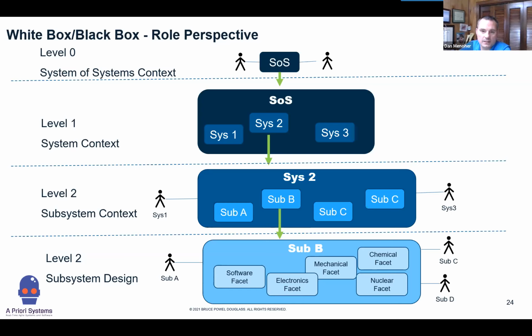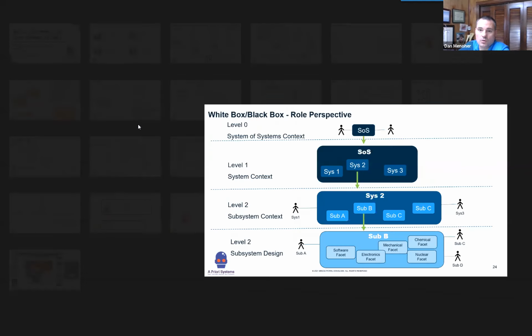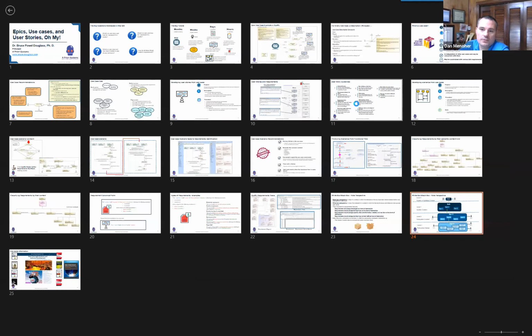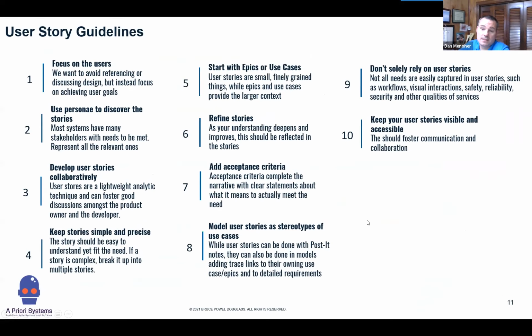Okay, back on slide 11. We get a question that says, I understand that user stories are focused on the user goals. What is the equivalent of user stories for stakeholder needs, and how do these relate to stakeholder requirements?